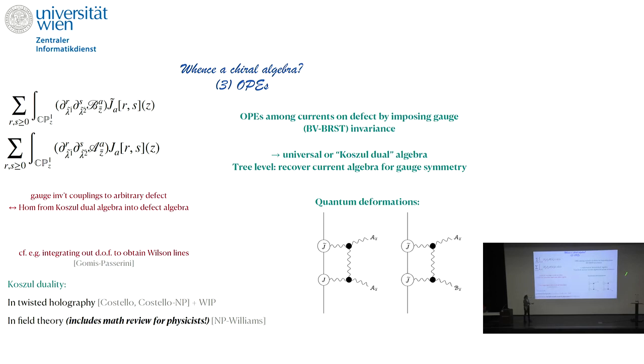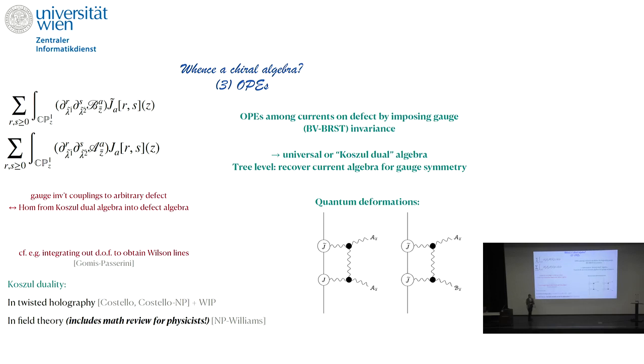But the key point here is that in these holomorphic or twisted theories, these algebras also admit non-trivial but computable quantum deformations. And so you actually get very interesting deformed chiral algebras at the quantum level from this prescription. And I'll refer to a paper I wrote with Williams for more details of how we get them, and to papers with Costello for applications in twisted holography. So this is my kind of universal algebra.